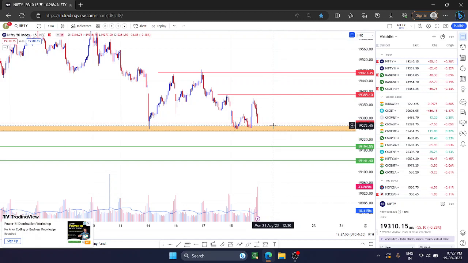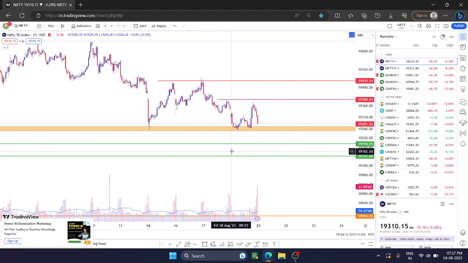If it gives a breakdown, 19,194 will be our next target, and below that 19,141 will be our final target on an intraday basis. Below that we are not going to go for further selling because it will be very oversold on an intraday basis, and we will discuss that in Monday's video for the upcoming downward levels. 19,100, 19,060, all this range we have to test.